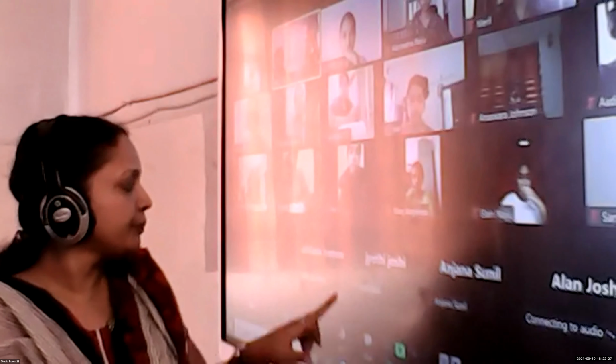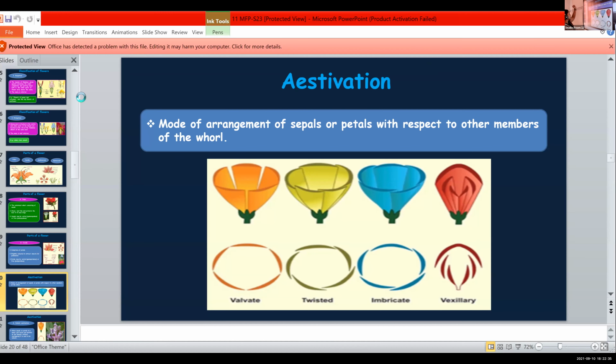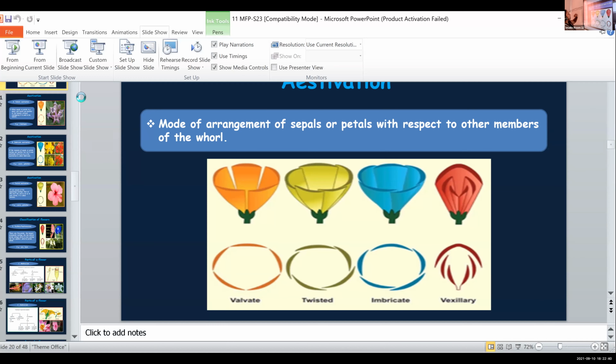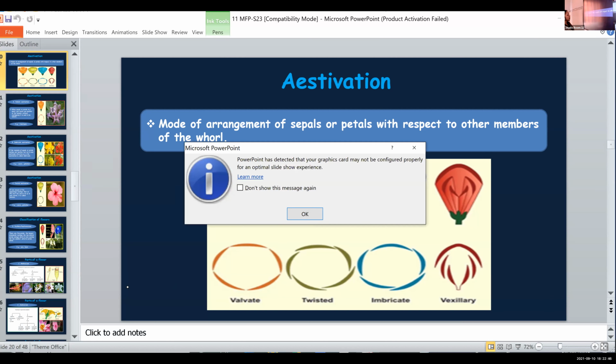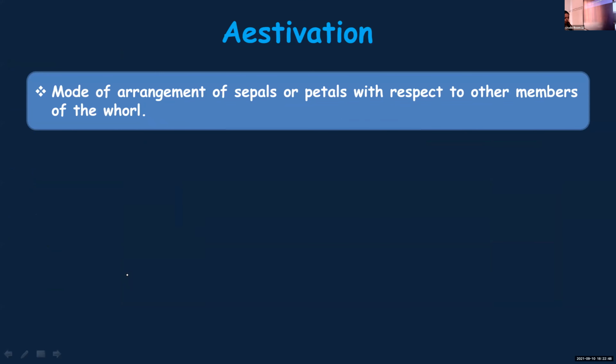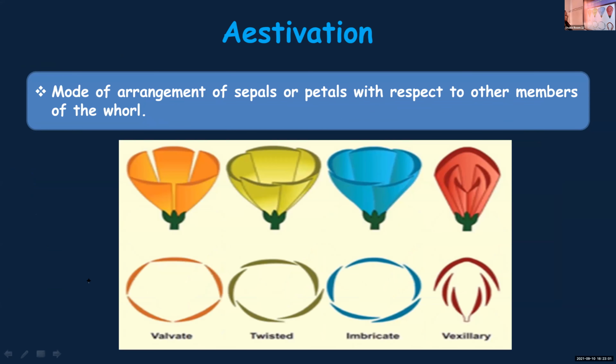Now let's continue. We started with aestivation. Aestivation is the mode of arrangement of sepals and petals with respect to the other whorls. You know, there are 4 whorls of a flower: androecium, gynoecium, petals and sepals. So the mode of arrangement of sepals or petals with respect to the other whorls of the flower is known as aestivation. And 4 types are there: valvate, twisted, imbricate and vexillary.